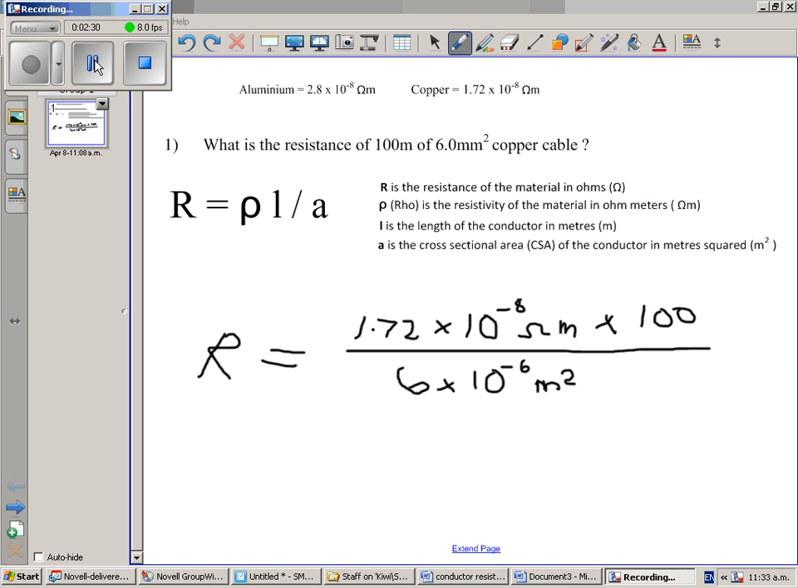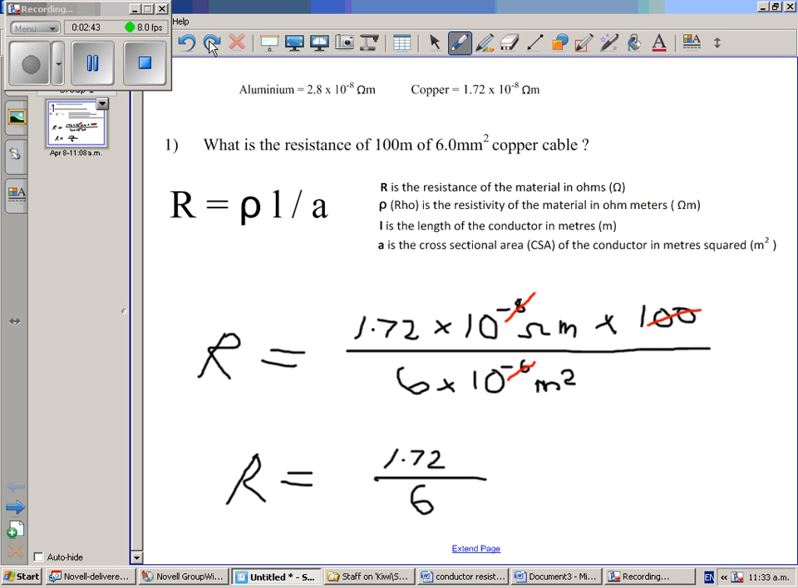Once we've got the units put in there, we can put that into our calculator and get a result for resistance, or we can also do some cancelling if you're confident doing your cancelling, and that will change it to 1.72 divided by 6, which is a lot easier number to deal with. And the result of that is 0.286 ohms, which we can also express as 286 milliohms.